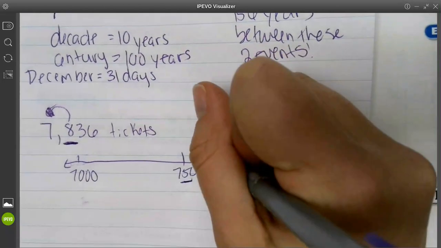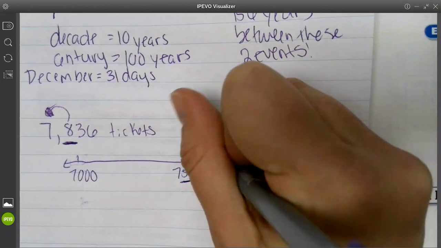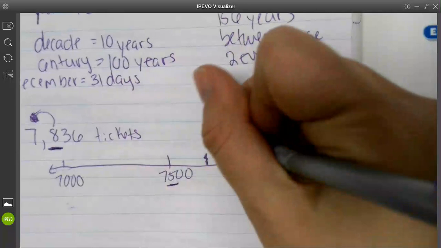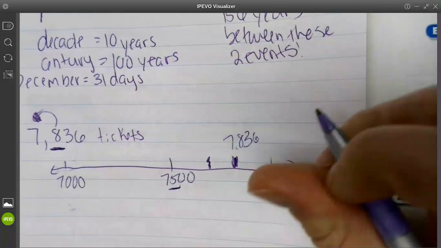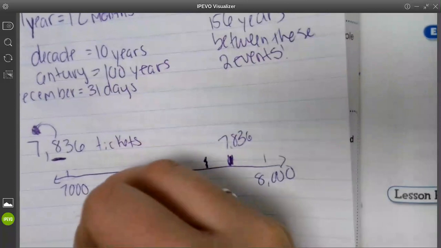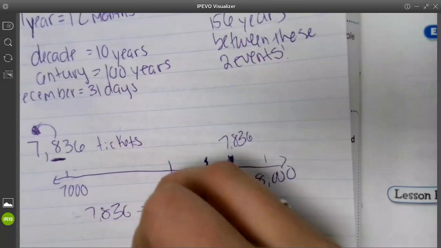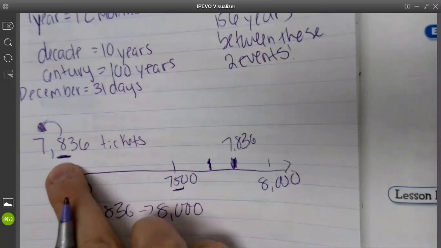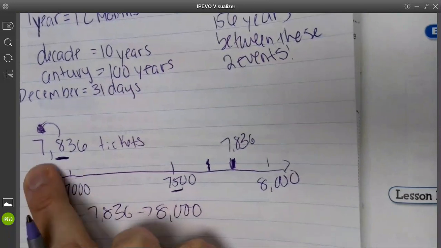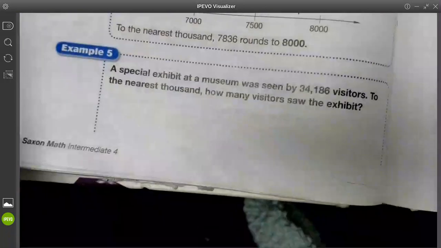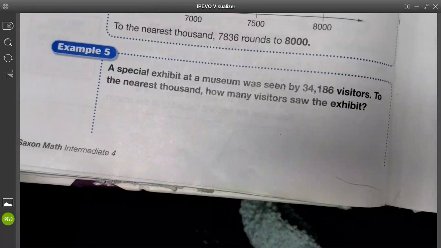And so 7,836 is going to be about right here. So that number is going to round to 8,000. So our digit in the hundreds place tells the thousands place what to do. All right. A special exhibit at a museum was seen by 34,186 visitors.